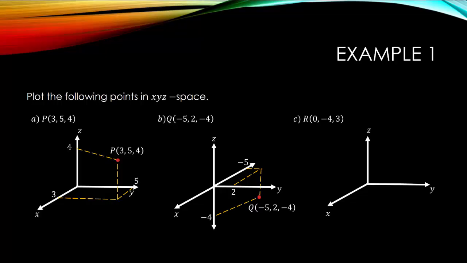For the point R with coordinates 0, -4, 3, I don't have to move out in the x direction at all, but I do need to add the negative y axis. And I go out -4 along y, and up from that 3, and put my point with the coordinates 0, -4, 3. This point sits above the xy plane, and it is contained inside the yz plane.